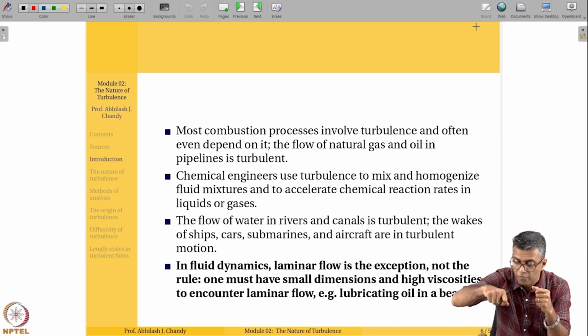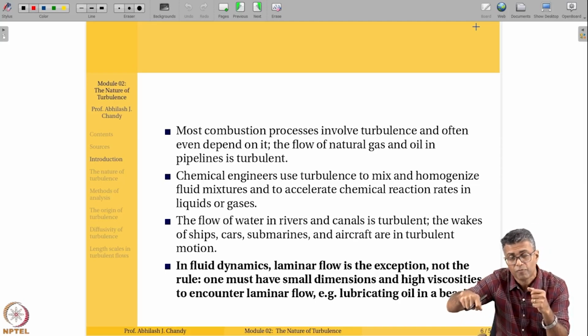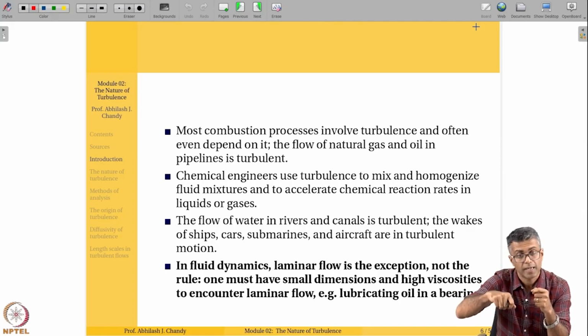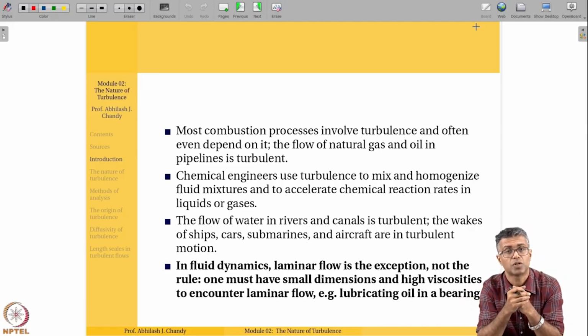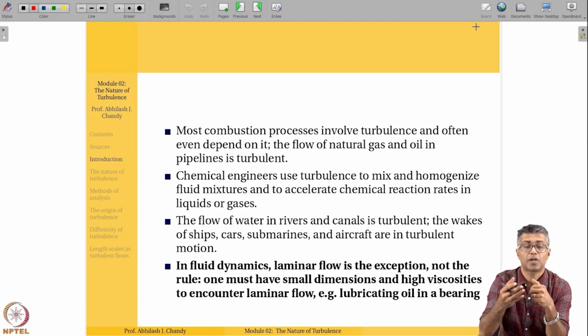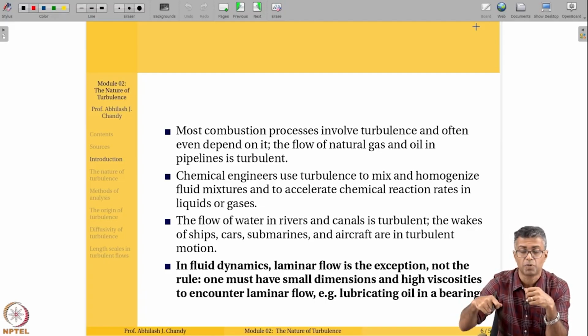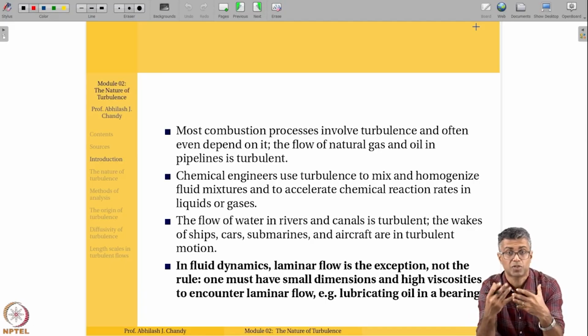If you mix it very slowly, if you stir it very, very slowly, in such a way that the flow is laminar, the mixing is going to be that much slower. So just like that, chemical engineers would want the mixing to be turbulent so that the process can be more efficient. More time can be saved.